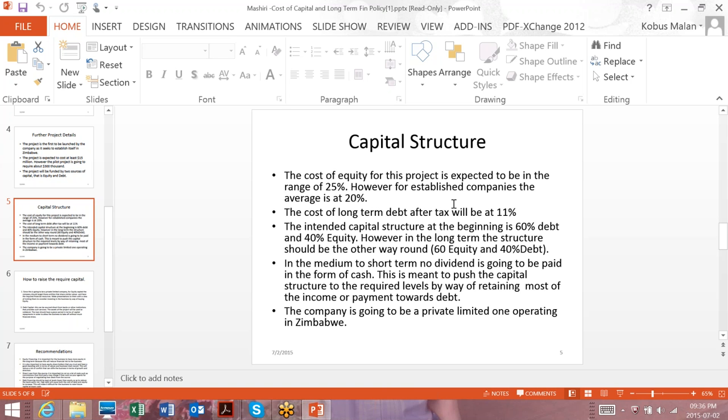But the formula is the one for the capital asset pricing model. Then in terms of the cost of debt after tax, I used the formula which says, in Zimbabwe currently the cost of debt is on average about 15%. This is from various publications in Zimbabwe. The average lending rate for the longer term is 15%. But if you factor in the tax rate, which is 27.5%, you come to around 11%. Yes. Okay.